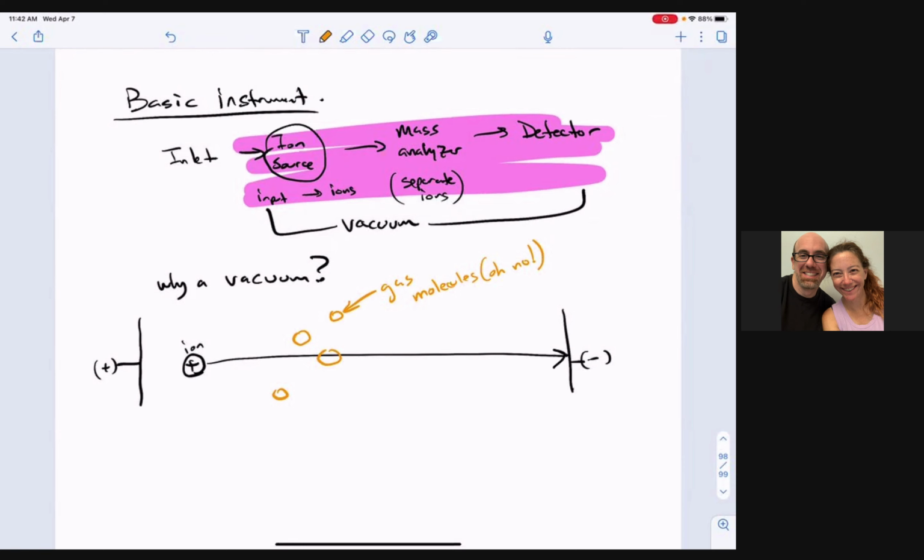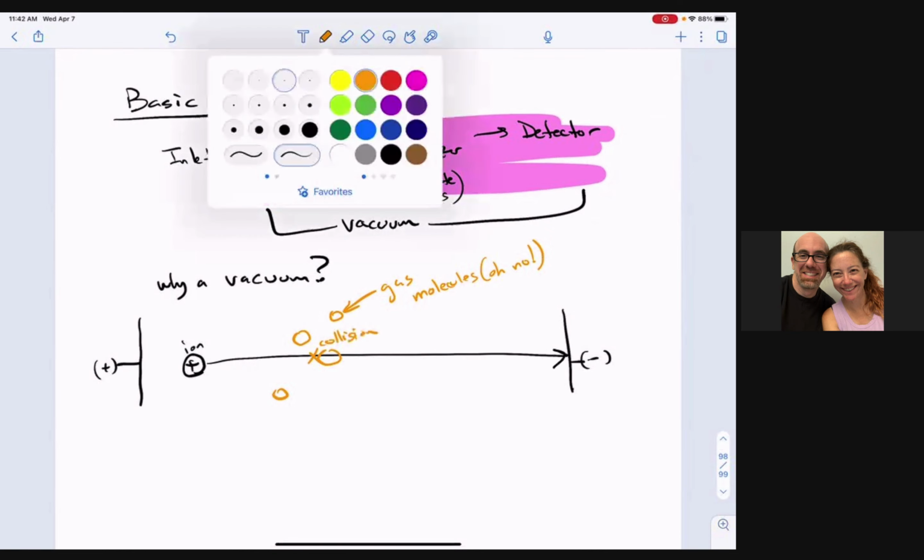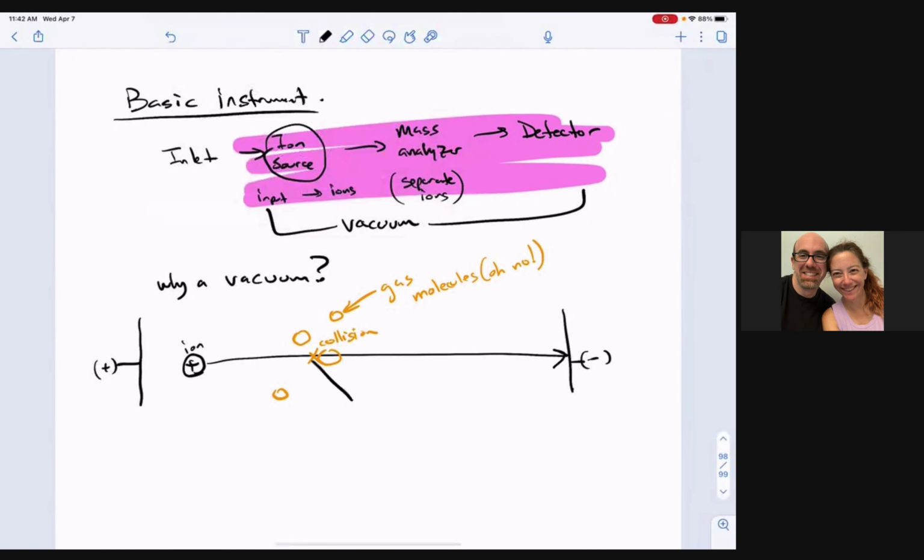What's going to happen to my ion if I have some gas molecules or gas atoms present? It's going to collide, right? It's going to be a collision. What will happen? Well, your trajectory can alter, or you can fragment the molecule. You can actually break it apart.